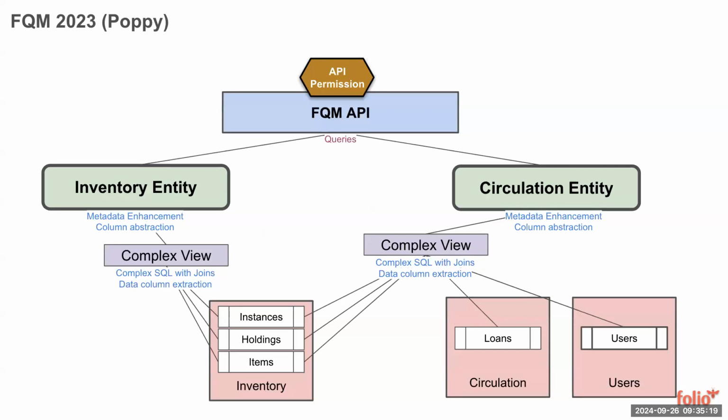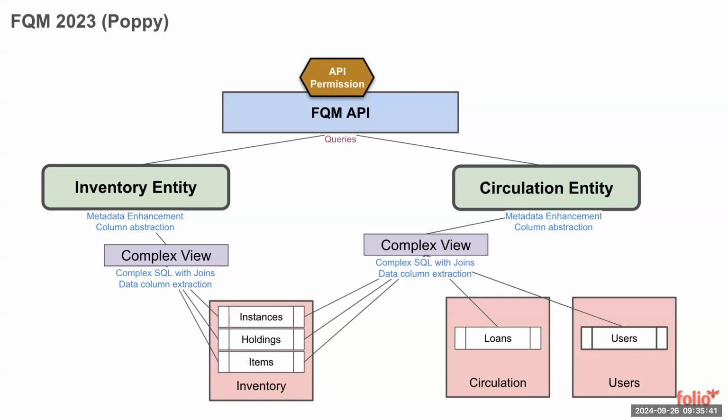Now let's talk about the new stuff that's going on. The first thing that we're doing is dynamic queries. Here's a picture of what FQM looked like in 2023 with the Poppy release. It essentially consists of an FQM API, within which we define some entities. I've created these two entities here, inventory and circulation. They're fictitious. There isn't actually an entity called that, but conceptually, let's just go with that.